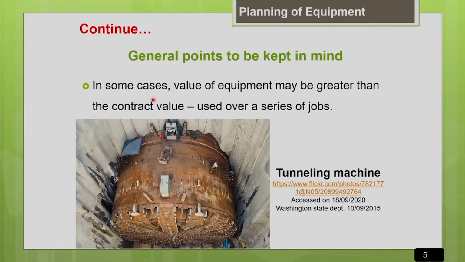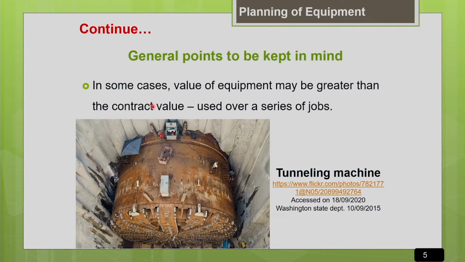Another point to be kept in mind is, in some cases the value of the equipment may be greater than the contract value. That means there are some high end equipments like, say, a tunnel boring machine. It may cost so many hundreds of crores. Similarly, cranes of heavy lifting capacity, like a 2000 tons lifting capacity crane. So they are all high end machines. In that particular case, there are chances that the value of the equipment may be greater than the contract value.